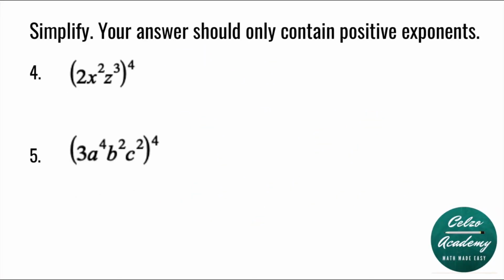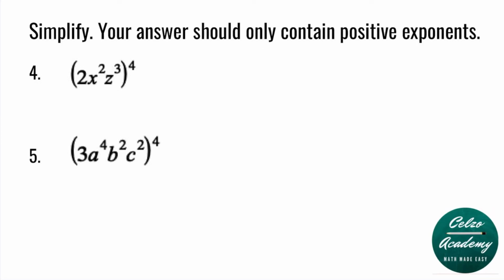Question number 4. The quantity 2x squared z to the 3rd to the power of 4. For question number 4, we also apply the power rule to the variables and the numerical coefficients. So we will have 2 to the power of 4, x squared times the 4, z to the 3rd times 4.